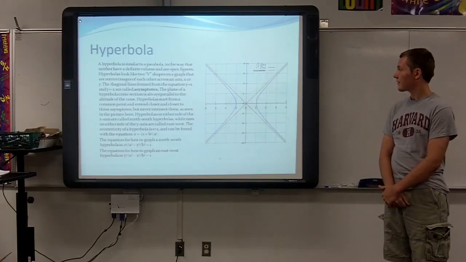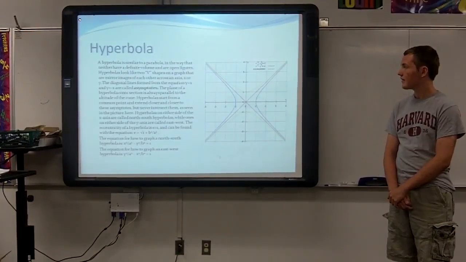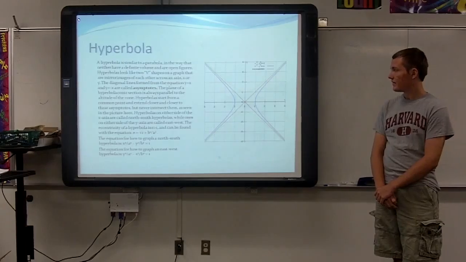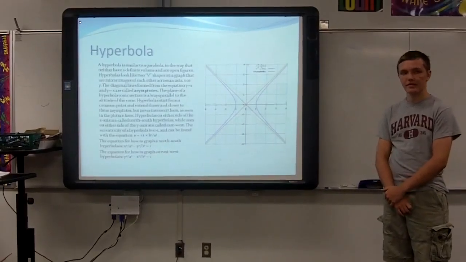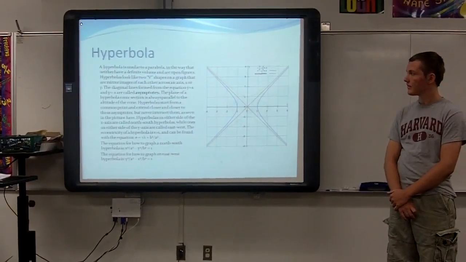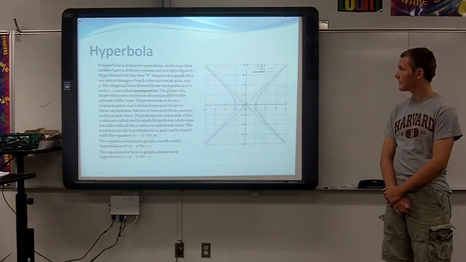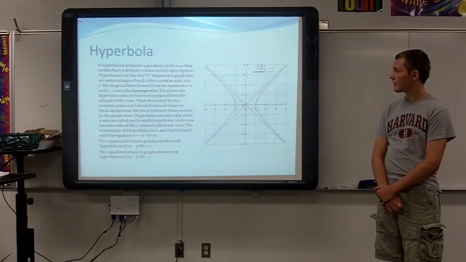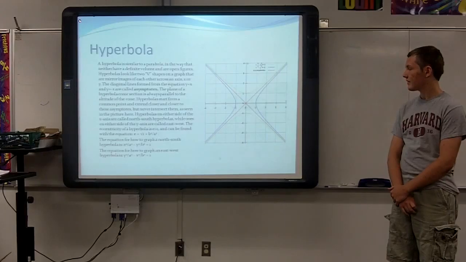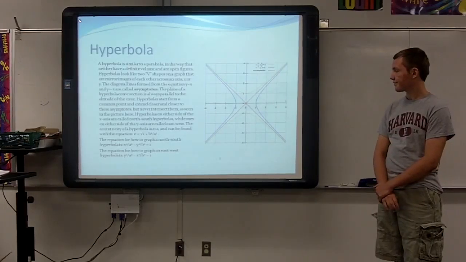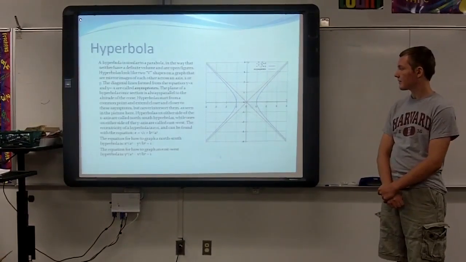Hyperbola. A hyperbola is similar to a parabola in the way that neither has a definite volume and both are open figures. Hyperbolas look like two V-shapes on a graph that are mirror images of each other across an axis, x or y. The diagonal lines formed from the equation y equals x and y equals negative x are called asymptotes, which are the red lines here in this diagram. The plane of a hyperbola conic section is always parallel to the altitude of the cone. Hyperbolas start from a common point and extend closer and closer to these asymptotes, but never intersect them, as seen in the picture here. Hyperbolas on either side of the x-axis are called north-south hyperbolas, while ones on either side of the y-axis are called east-west.